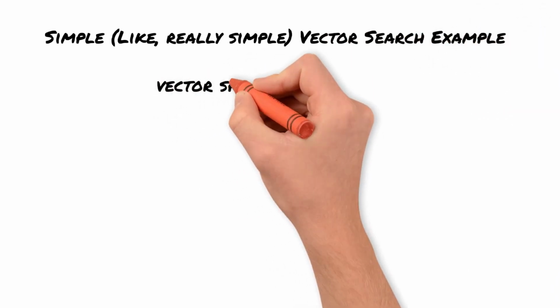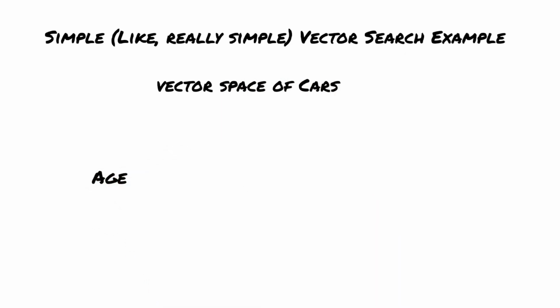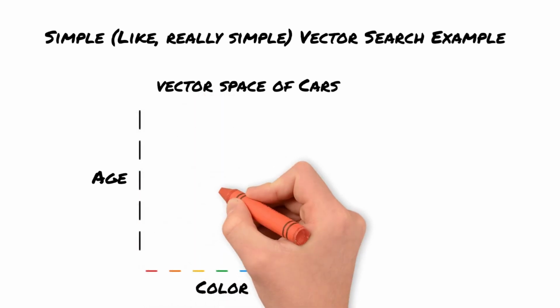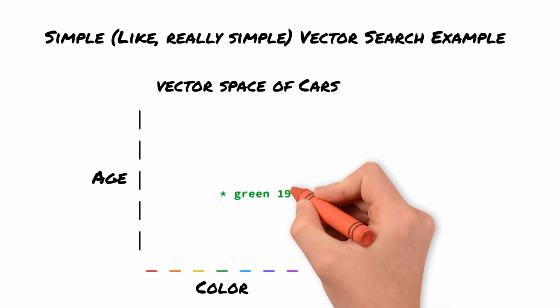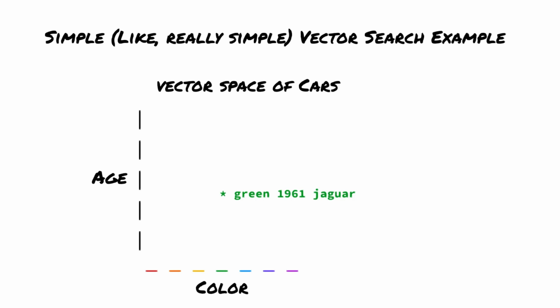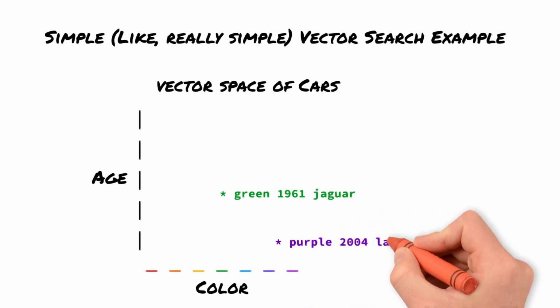Say we have a vector space of cars. On the y-axis, we have age, so that's going to be 0 to 100, with 100 being 100 years old. And then on our x-axis, we have color, and that's just going to be our standard visible light spectrum, Roy G. Biv. Then let's add a point for a green 1961 Jaguar. It might go right about there. And then another point right about there for a purple 2004 Lamborghini.